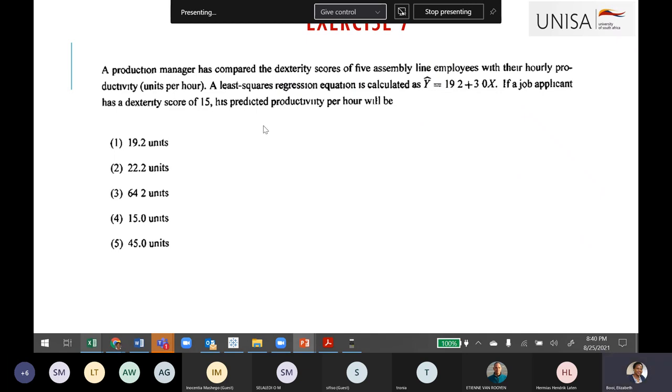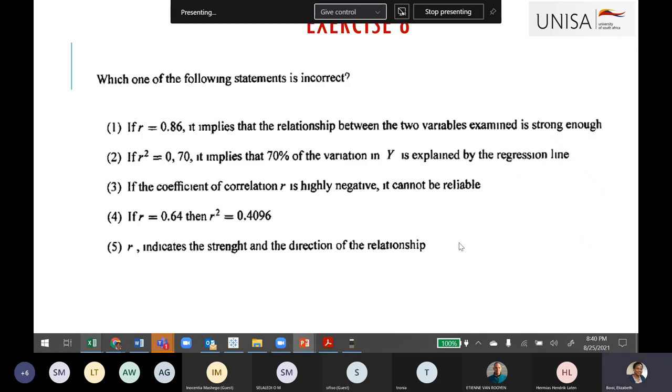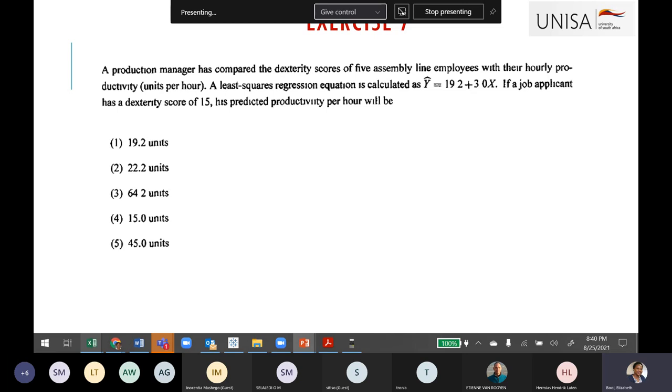So this one is easy. I'm not going to do it for you. Answer this one. It says if you're given the least square of that much, estimate what the value of the productivity will be if the dexterity score is 15. So just substitute 15 on there and let me know what you get.